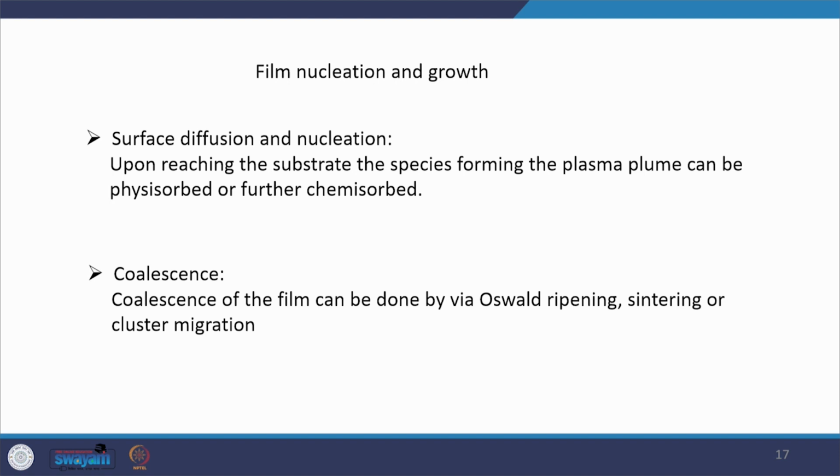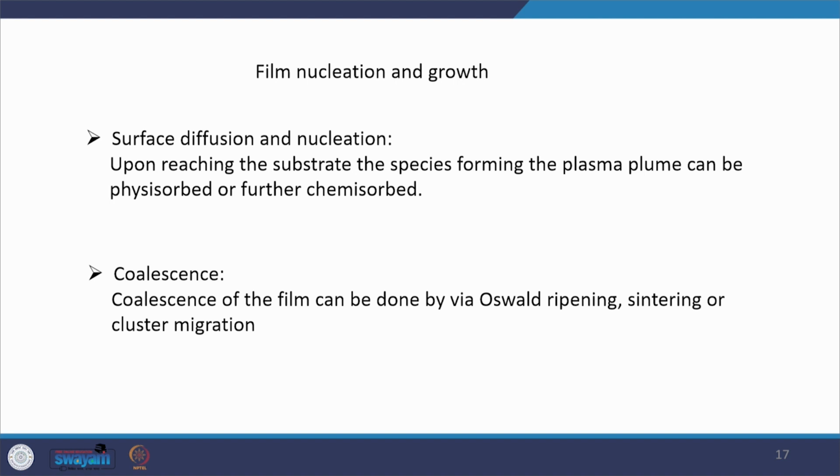what will happen? There will be surface diffusion, and nucleation also will take place. This depends upon the temperature of the substrate as well as the activation energy of all these materials which will form the thin films onto the substrate.